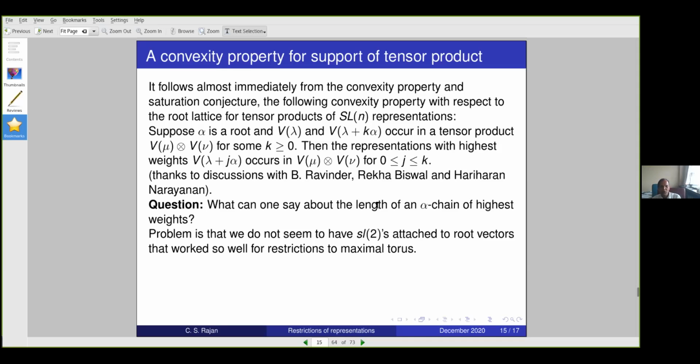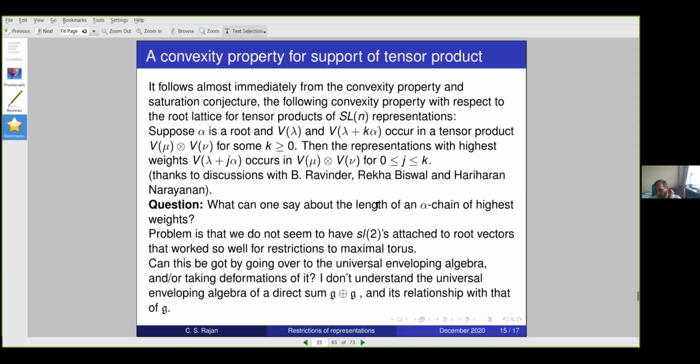The problem, of course, is that we do not have these kinds of SL2s attached to root vectors that work so well for restrictions to the maximal torus. Just a speculation: I don't know whether one can get over this by going to the universal enveloping algebra, or looking at deformations which preserve the tensor product structure, or looking at current algebras.